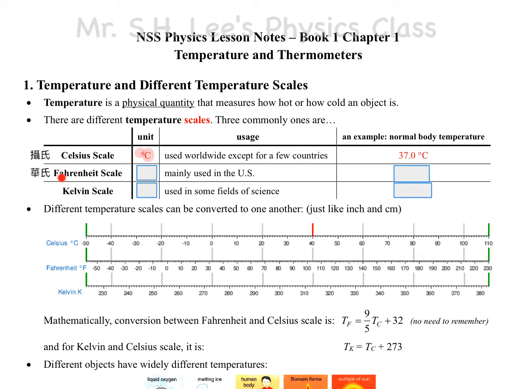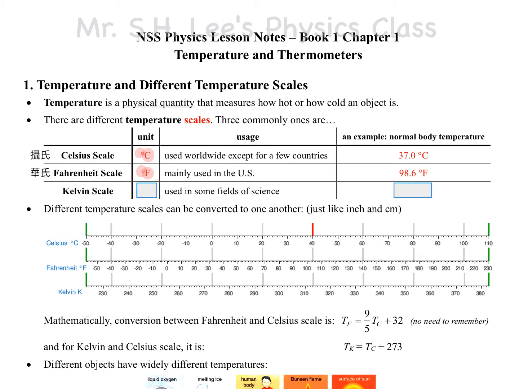Next, the Fahrenheit scale bears the unit of degree Fahrenheit. Again, degree and Fahrenheit together form the entire unit. Please do not miss out any part of it. The scale is used mainly in the US, and for example, if we talk about the normal body temperature again, its value is about 98.6 degrees Fahrenheit.